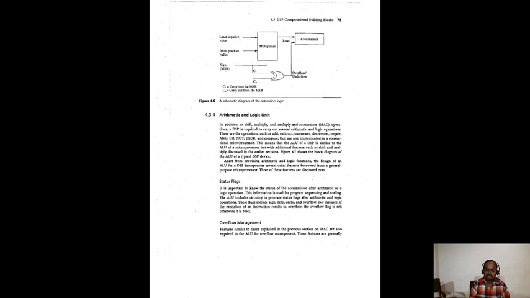It means that the ALU of a DSP is similar to the ALU of a microprocessor with some additional features like shift and multiply. A DSP is a general purpose processor in respect of ALU, but with the additional features of shift and multiply. These two are extensions to the conventional microprocessor. And apart from providing arithmetic logic functions, the design of the ALU for a DSP requires several other features from the general purpose processor.